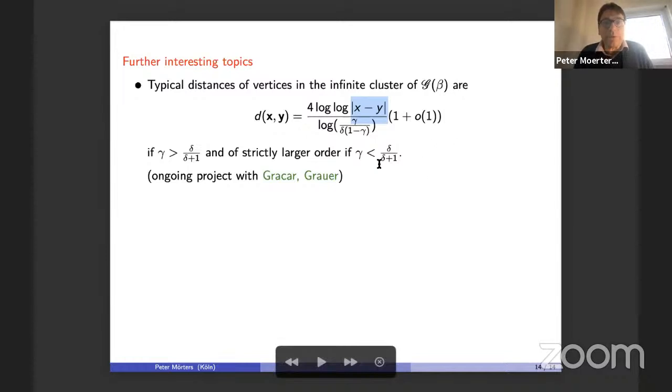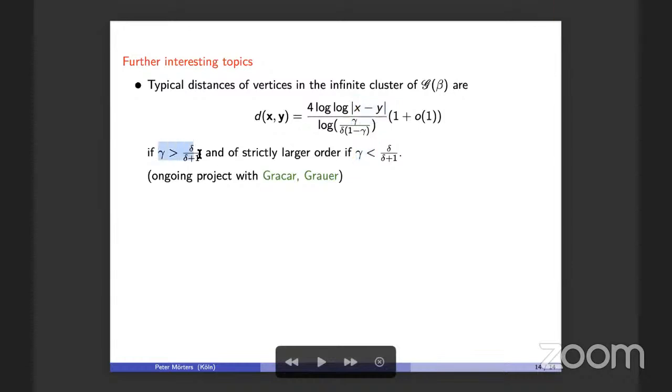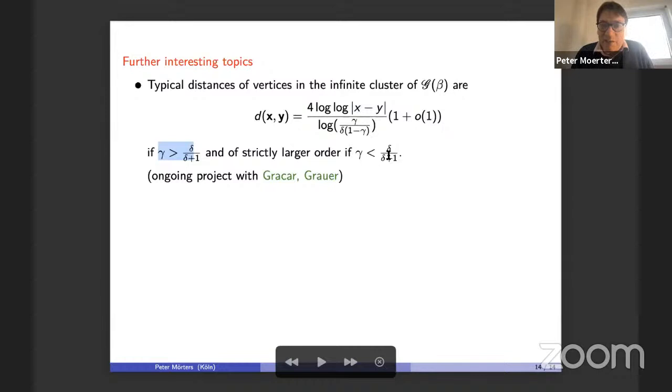Okay, right. And what's crucial is that this change of behavior occurs again when gamma is delta over delta plus 1, which is not what you expect when you're coming from the non-spatial graph or network world, where you would expect this change of behavior when the power law exponent is 3, which would be gamma equals a half in our setup, but it actually depends on this delta here too. So this is all essentially a finished project with Peter Grazer and Arne Grauer.